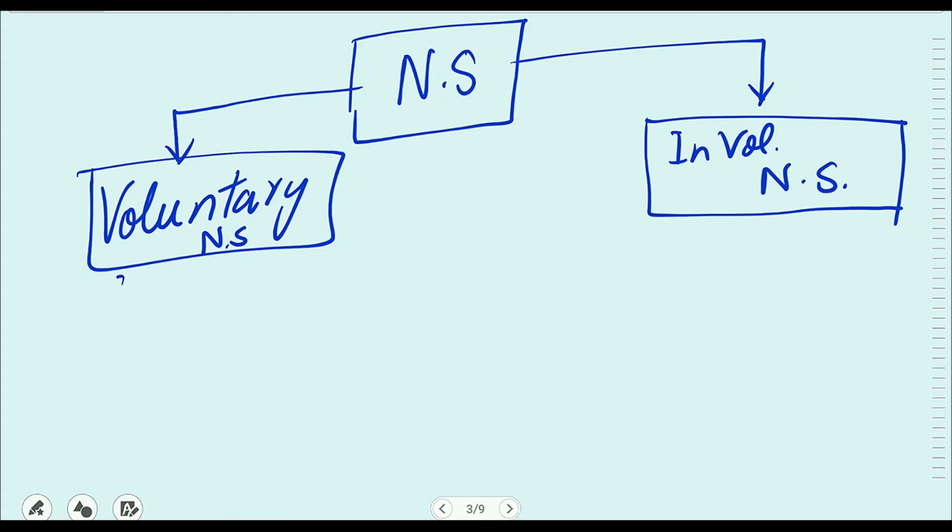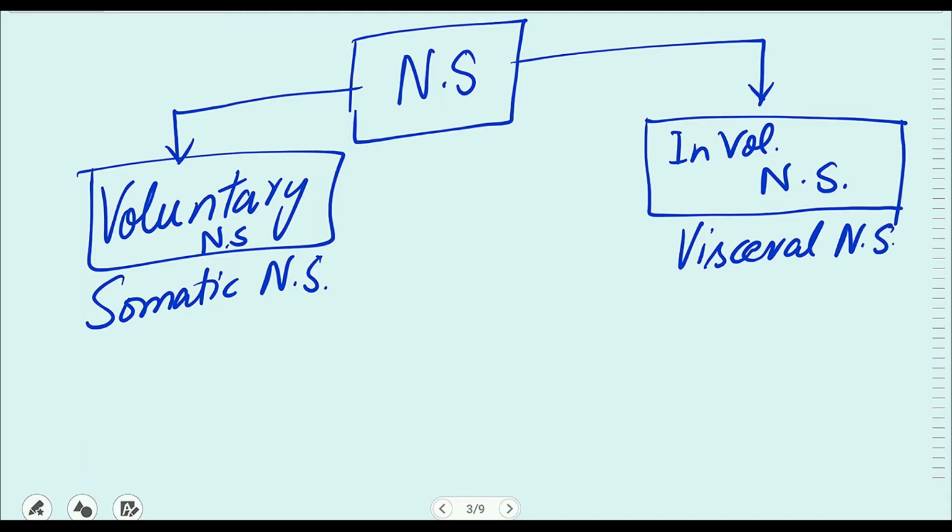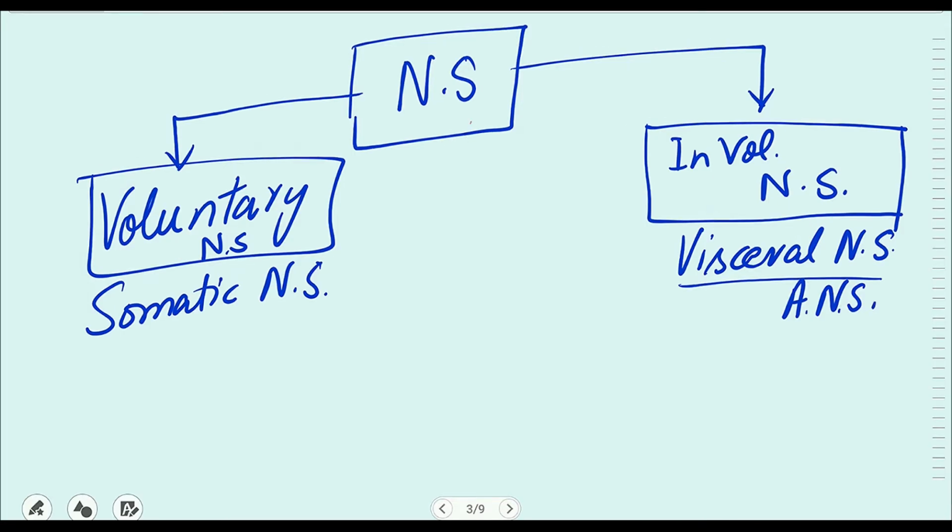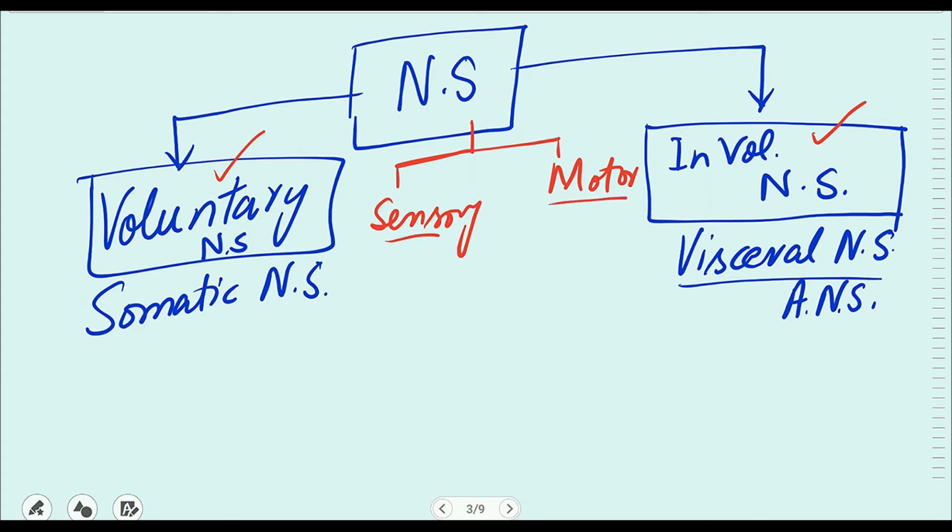The voluntary nervous system is also known as the somatic nervous system. I will explain shortly what is meant by somatic. And the involuntary nervous system is also known as the visceral nervous system, of the viscera, and also known as the autonomic nervous system. Nervous system function has got two components: a sensory component and a motor component. Whatever the division of the nervous system, whether voluntary or involuntary, both will have a sensory component and a motor component. Otherwise, it will be incomplete.